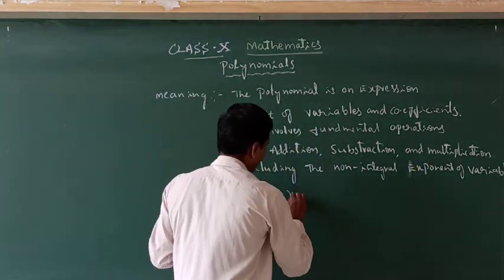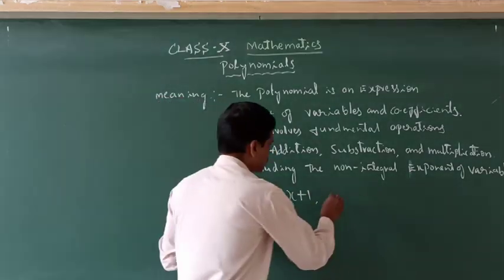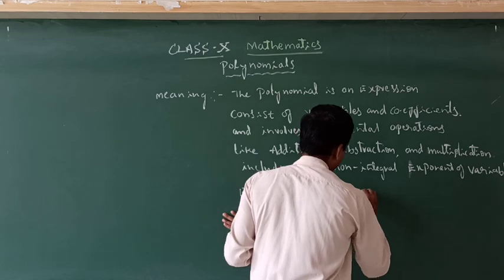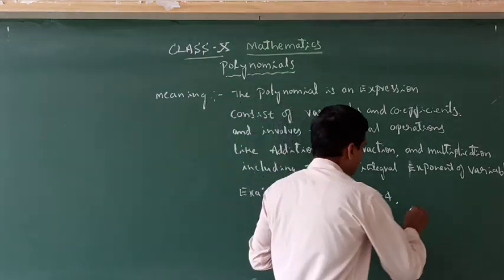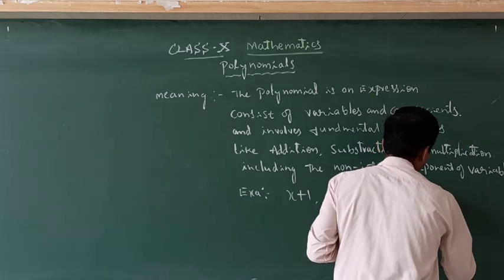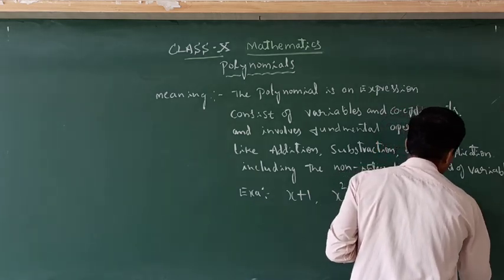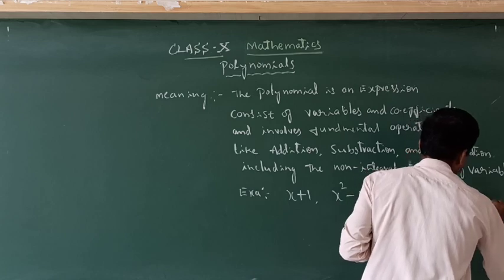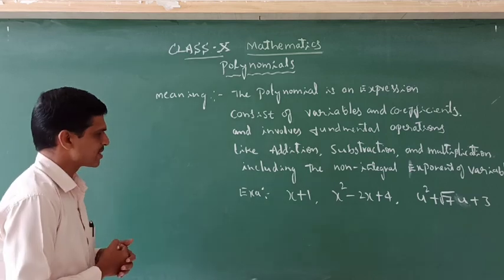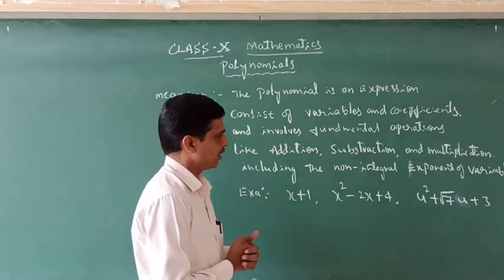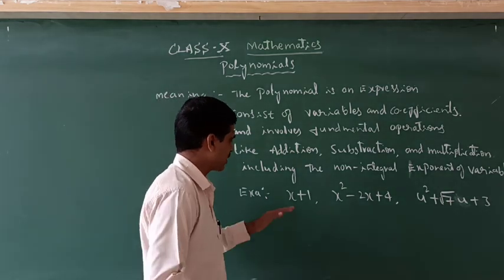For example, consider x plus 1, a binomial example. Next one, x square plus 2x plus 4, any one of the examples. Consider u square plus root 7 u plus 3. Like this, you may consider any examples. These are all examples for polynomials. Why are these examples for polynomials?